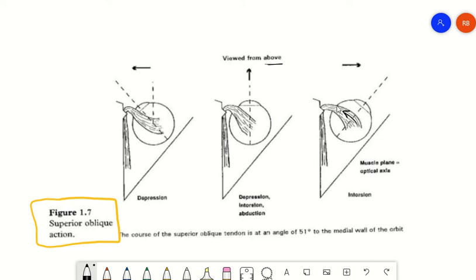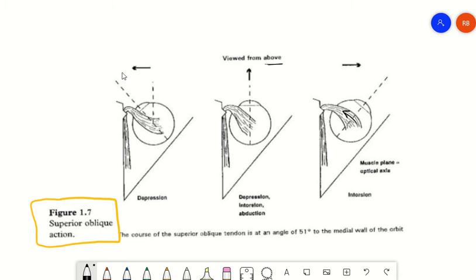So these fibers are going to contract this way, and we're intorting it. It's going to have an internal rotation towards the nasal bone, so it primarily intorts, rolling towards the nasal bone when the eye is abducted.